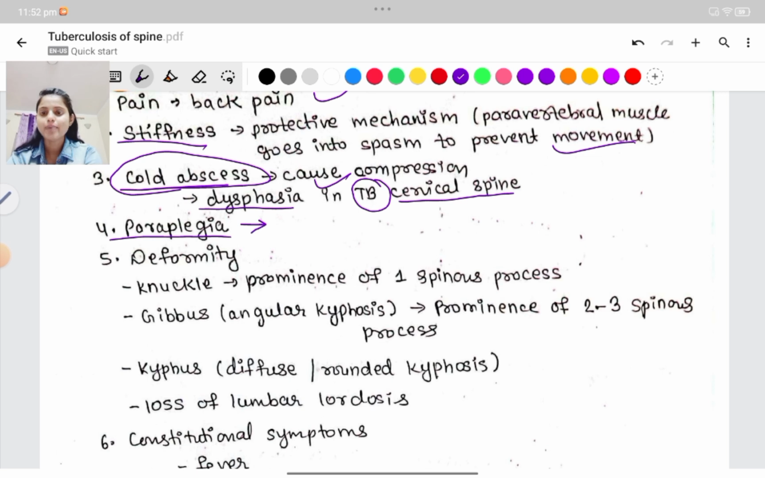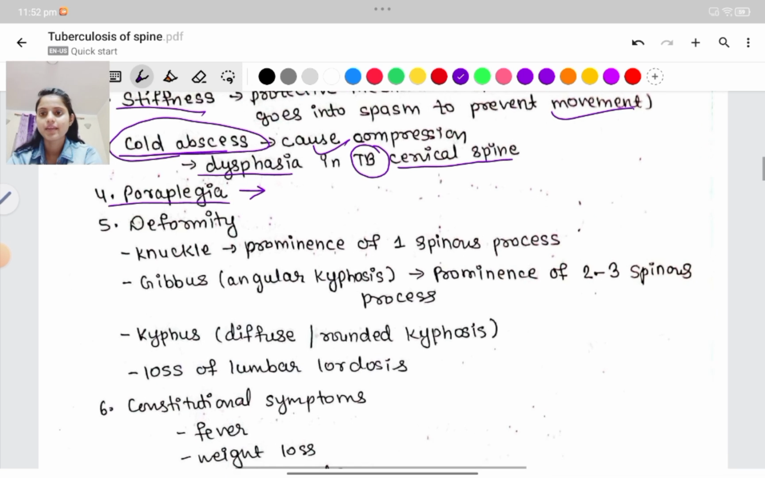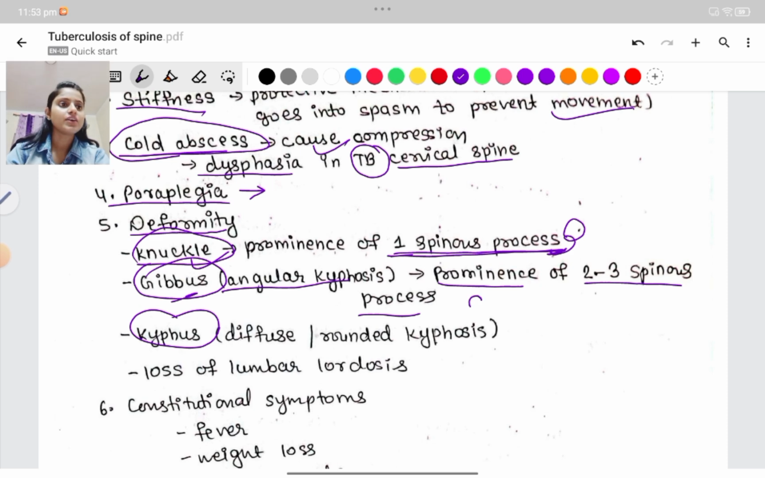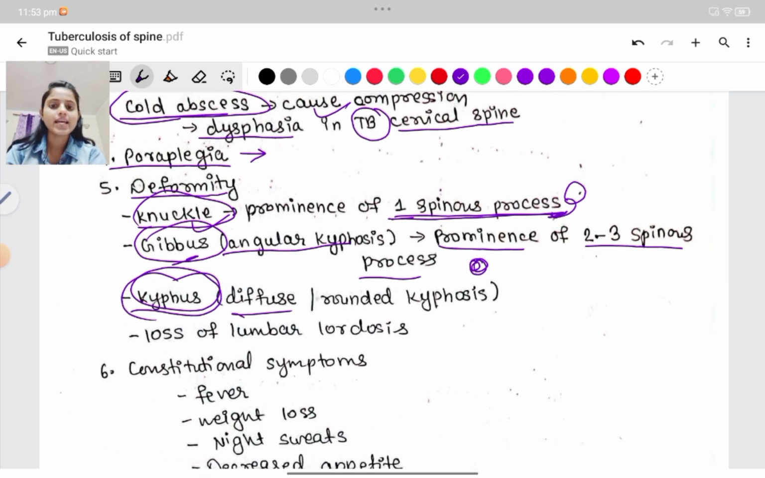The patient presents with paraplegia, spasticity. The patient presents with deformity: knuckle, gibbous and kyphus. In knuckle, there is prominence of one spinous process. It is most commonly seen in compression fracture of the vertebra. Gibbous, which is also called angular kyphosis, is one in which there is prominence of 2 or 3 spinous processes. This most commonly occurs in spine TB. Kyphus is a diffuse and rounded kyphus, which is usually seen in the osteoporotic spine and also in TB. There will be loss of lumbar lordosis.